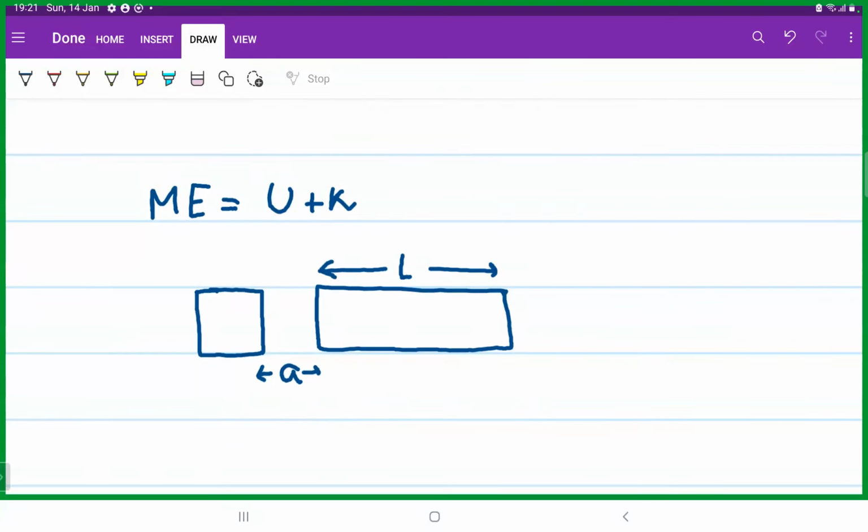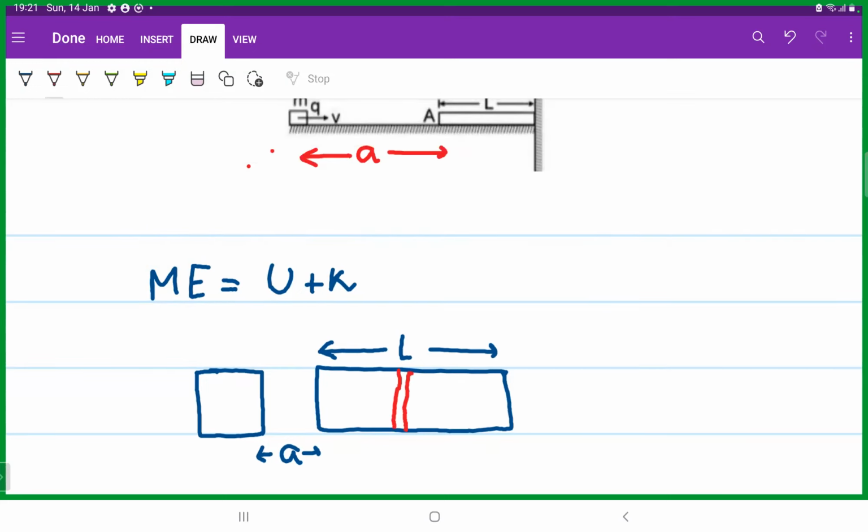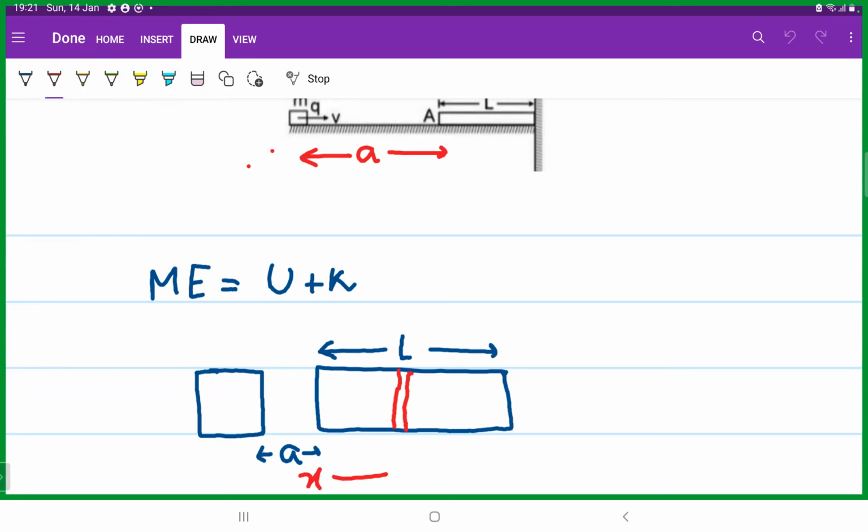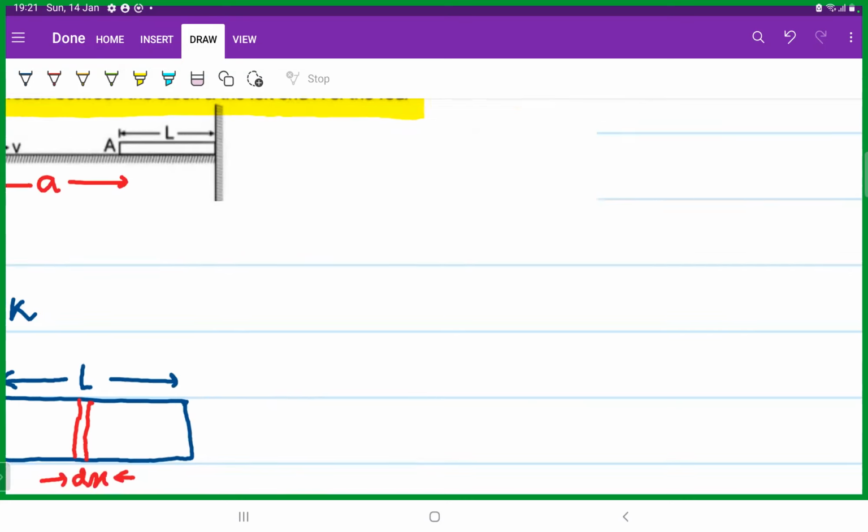and we've taken a small strip in the rod at a distance x away from this small block. The length of this small strip is dx. Let's find the potential energy between the block and this small strip, and then we will integrate that to find the total potential energy between the rod and the small block.